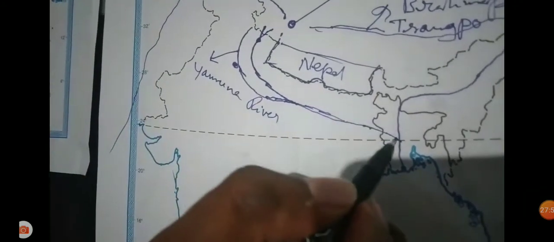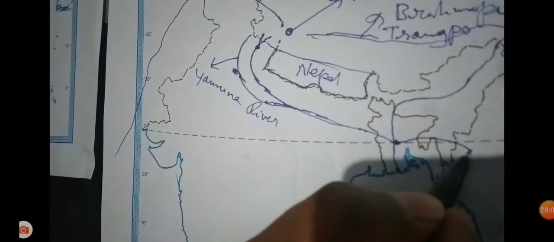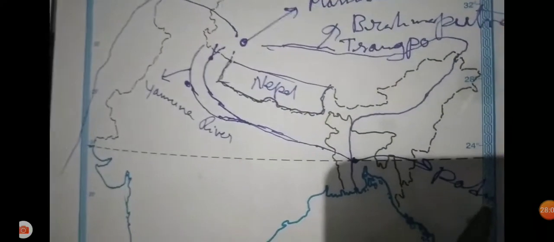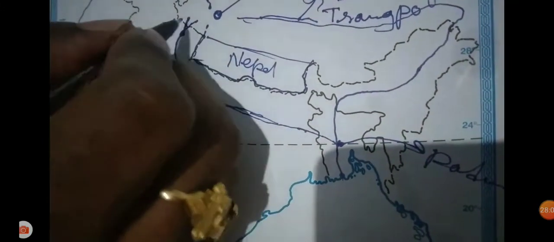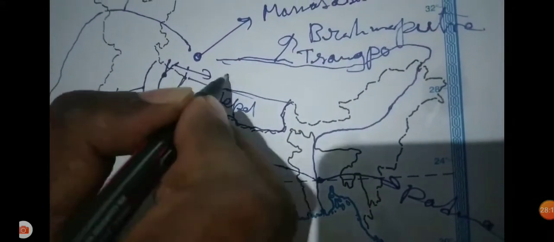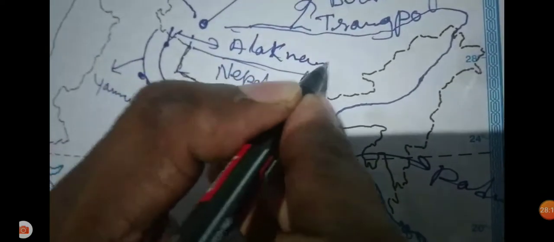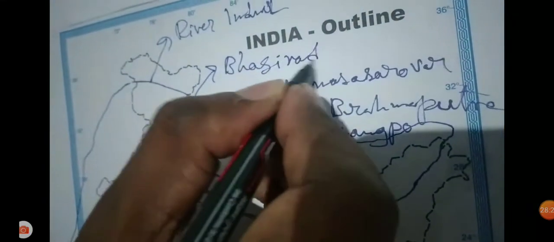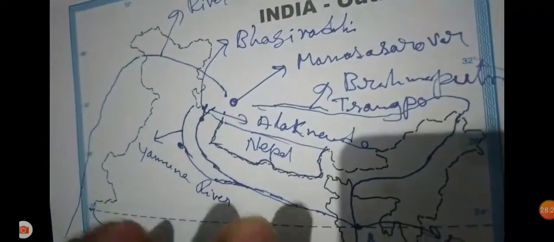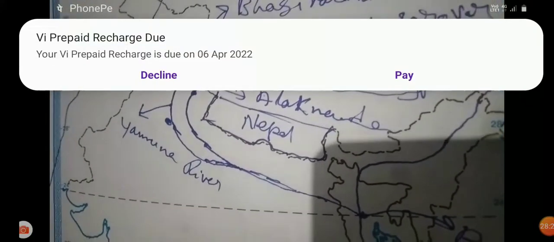The Ganga joins the Brahmaputra, where it is called the Padma River. The twin sources of the Ganga are Alaknanda and Bhagirathi. These two are the two rivers.